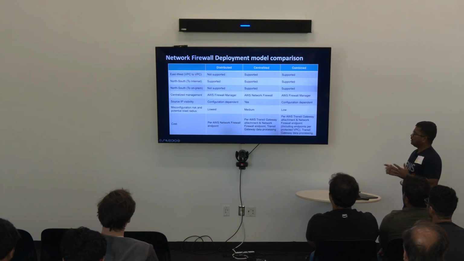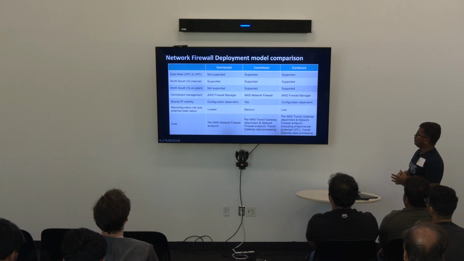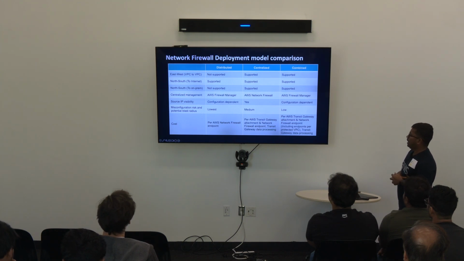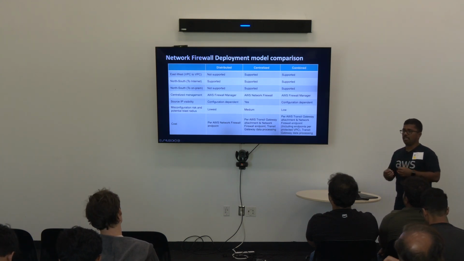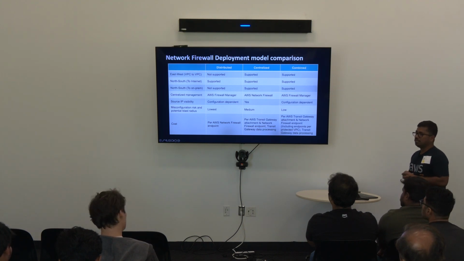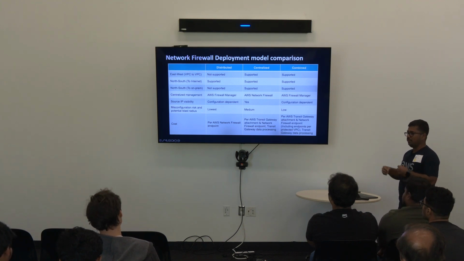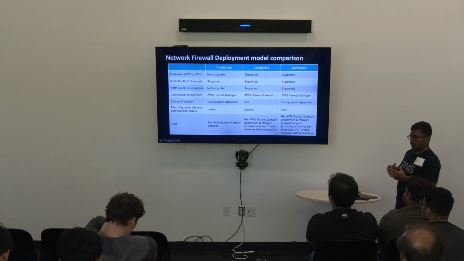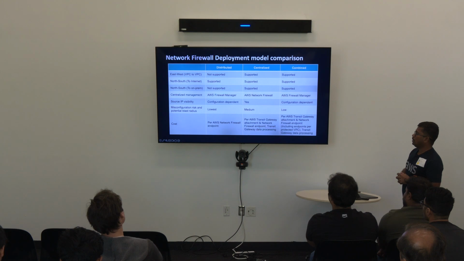On the other side, north-south to internet or to on-prem: north-south to internet is supported in the distributed, centralized, and combined models. But north-south to on-prem is not supported in the distributed, because we are going to have the Direct Connect or site-to-site VPN in the centralized environment, right? So if the traffic is going to the internet directly from the actual application VPC, then we cannot implement the north-south to on-prem.